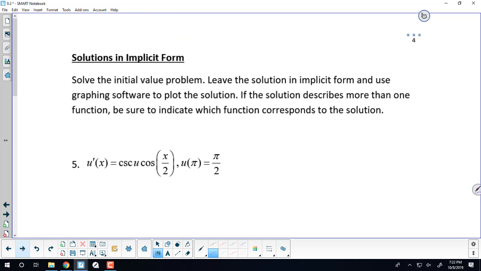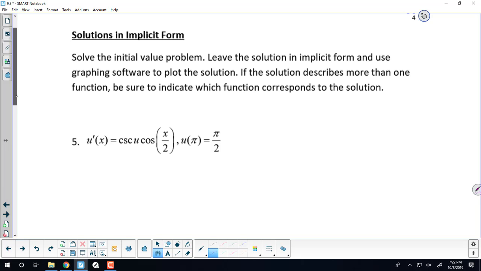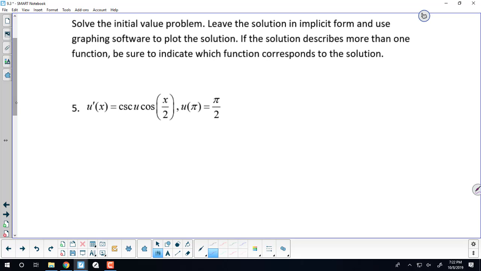There's a couple in your homework where they want you to leave the solution in implicit form, and then they have you choose the correct graph. And you'll notice that those are technology questions because these aren't very user-friendly graphs. So you're going to want to graph these somehow, and we'll talk about how to. This one is somewhat similar to a homework problem. It says solve the initial value problem, leave the solution in implicit form, and use the technology to plot the solution. If the solution describes more than one function, be sure to indicate which function it corresponds to.